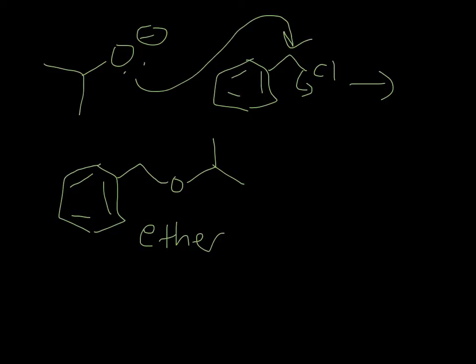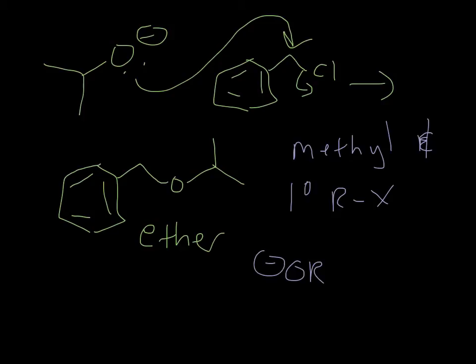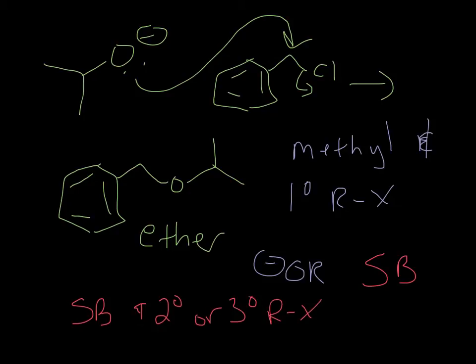Now this will only work for methyl and primary RX. Okay, so to think about why that is, we need to think about OR minus. What kind of a base is OR minus? It's a strong base. So if I have a strong base and a secondary or a tertiary RX, you've got to remember back to OChem 1 to think about this, but remember that a base has to come to the periphery of the molecule to grab a proton, whereas a nucleophile has to go all the way in.